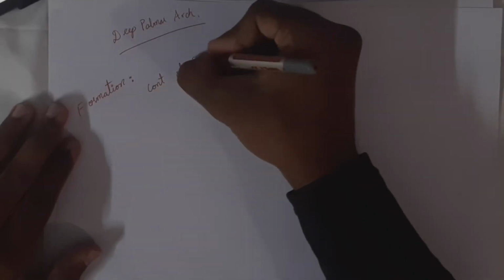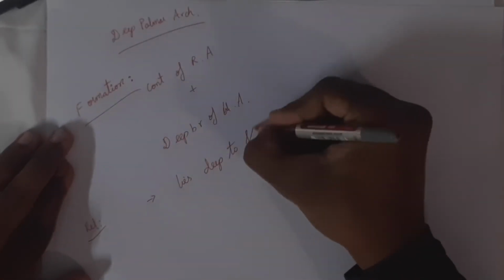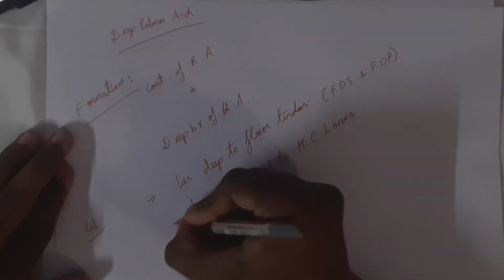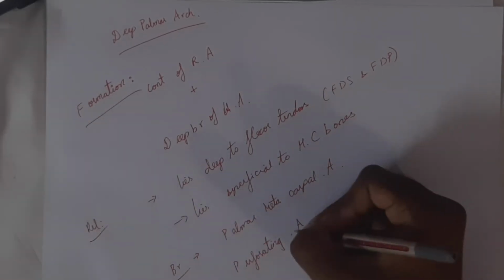And now we go to the deep palmar arch. Formation is from the main continuation of radial artery plus the deep branch of ulnar artery. Location lies deep to the flexor tendons, flexor digitorum superficialis and flexor digitorum profundus, and lies superficial to the metacarpal bones. Branches are palmar metacarpal artery and perforating arteries.